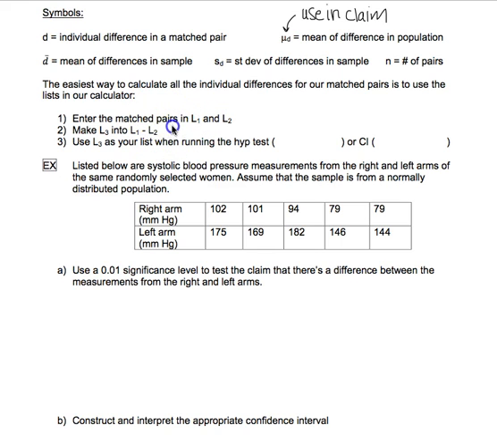The way that we do that is on the home screen, we type L1 minus L2, and then we press the button near the bottom left. It says STO, with a little arrow on it. That means store as list 3. Because list 3 contains the differences, and that's what we're looking for, that's the list we're going to use when we run our hypothesis test or confidence interval.